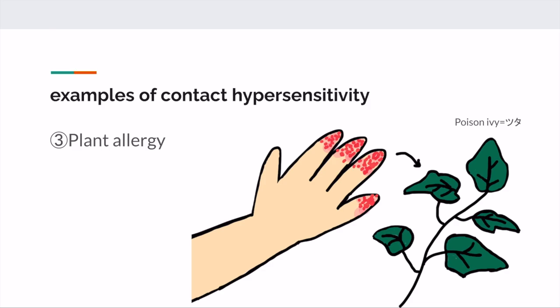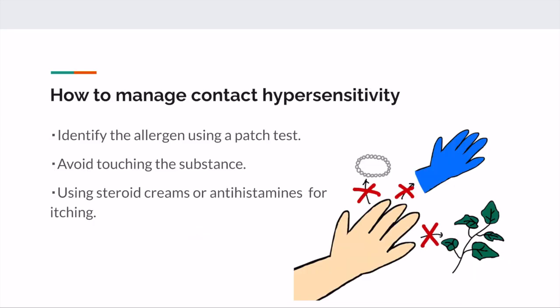The third is plant allergies. Plants such as poison ivy or poison oak can cause rash or blisters. If you have contact hypersensitivity, you can identify the allergen with a patch test, then avoid it as much as possible. Treatments like steroid creams or antihistamines can help manage symptoms.